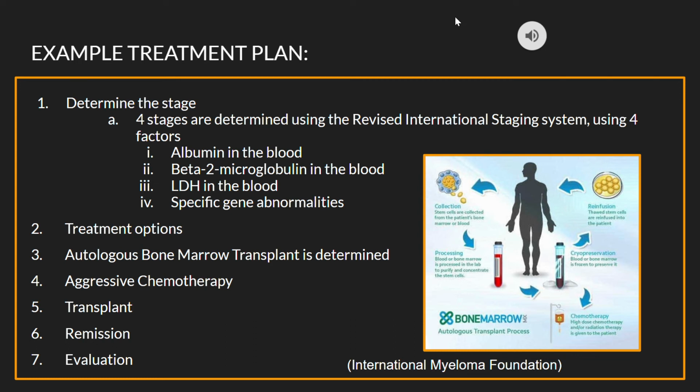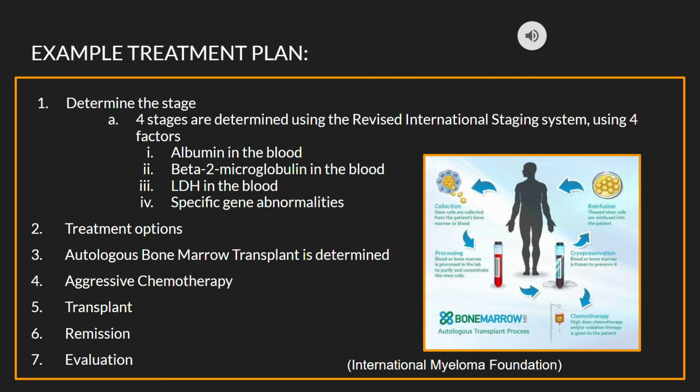Okay, let's look at an example of a treatment plan for multiple myeloma. So first, you'd be diagnosed using that CRAB analysis and the blood and urine tests that I discussed on the previous slides. Next, the stage of your multiple myeloma would be determined based on the 4 factors you see here on the PowerPoint slide. And then your age, overall health, and kidney function will be tested. This is to predict how well your body would respond to a certain procedure or drug protocol.